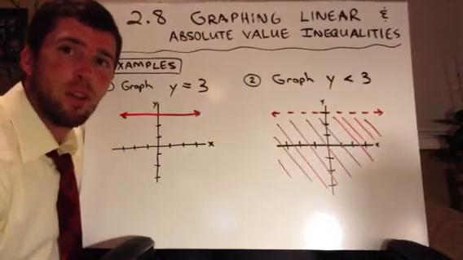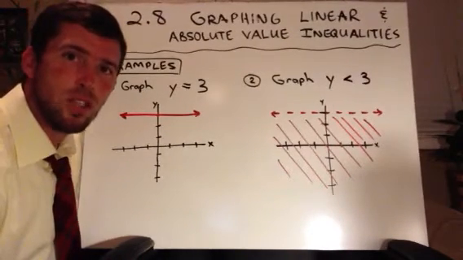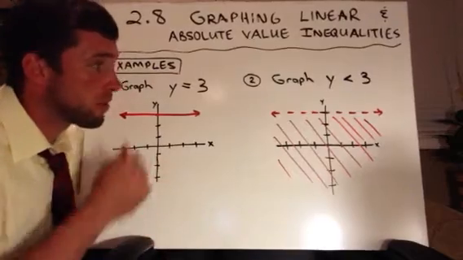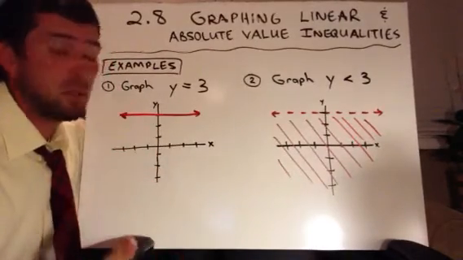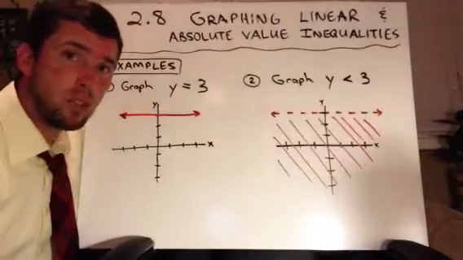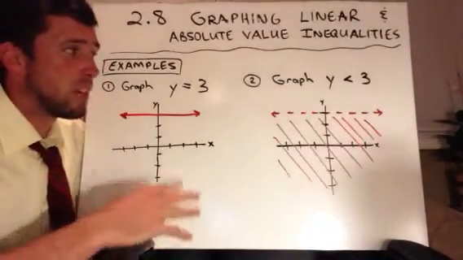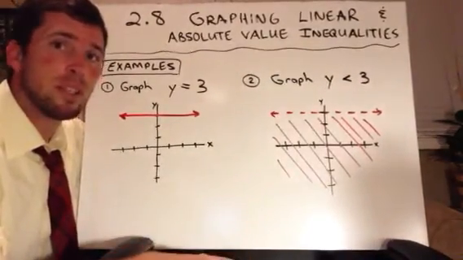Alright, hello everybody. Here we are in section 2.8, the last section of chapter 2. What we want to talk about today is how do we graph linear and absolute value inequalities. So we're kind of advancing a little bit. We're adding absolute value into this.